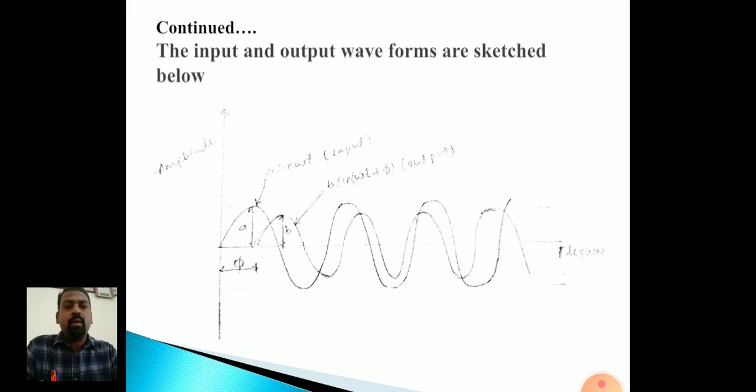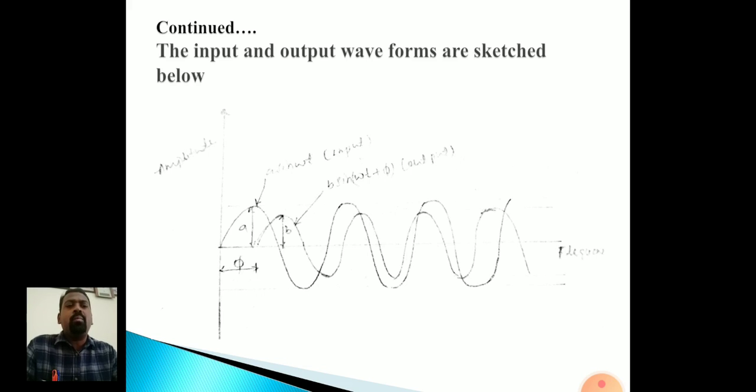The input and output waveforms are sketched below. Here we have the input, A sin omega t, starting from the origin with some amplitude A. The equation is already given, A sin omega t, applied to the control system, and the output will be of the same sinusoidal form, B sin(omega t plus phi). Here the amplitude is taken as B, compared to A earlier, in order to differentiate the difference in amplitude.